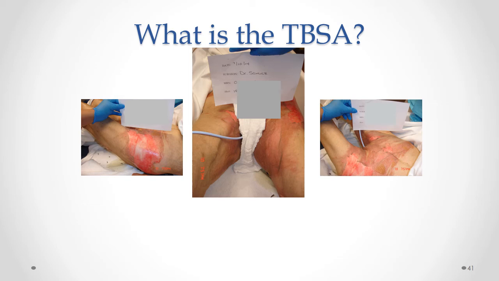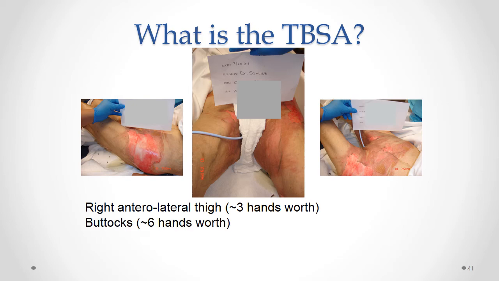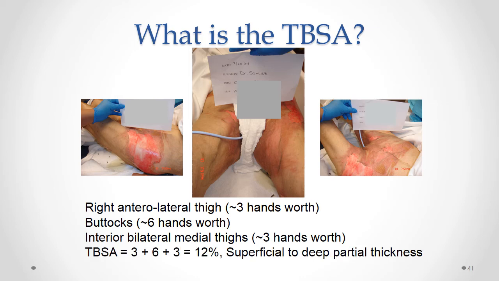This lady is a 96-year-old who spilled hot soup in her lap. Was very frail and unable to get up very quickly, so it sat in it on her pants as well. So her right anterior thigh, which is the picture on the left, is about 3 hands worth. Her buttocks are approximately 6 hands worth. That's over on the right hand side. And then it seeped down in between her legs, so we have the bilateral medial thighs also affected. So our total TBSA here is 12%. Superficial to deep partial thickness.